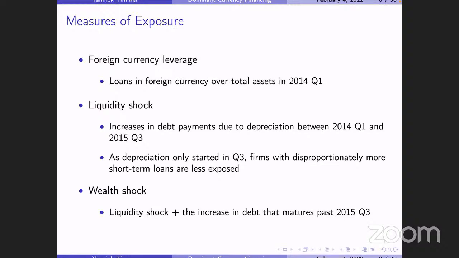That's why we use this novel liquidity shock to study the financial exposure of the firms to the depreciation. And this liquidity shock is the increase in debt payments due to the depreciation between 2014 Q1 and 2015 Q3, which is exactly the episode of the depreciation. So what we do is we take the foreign currency borrowing just before the depreciation, and then we look at exactly when firms have debt maturing during this depreciation episode between 2014 Q1 and 2015 Q3.